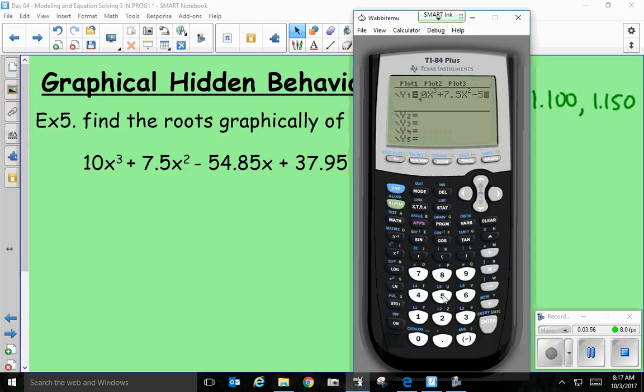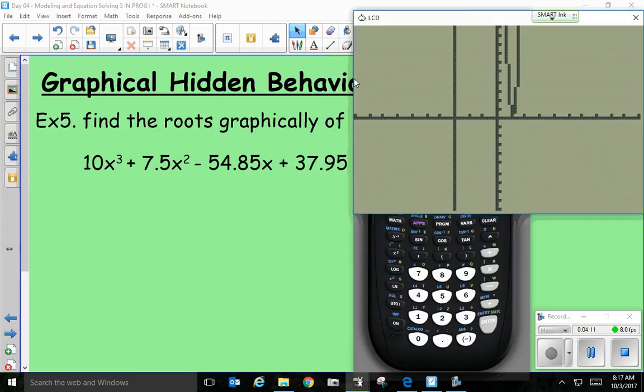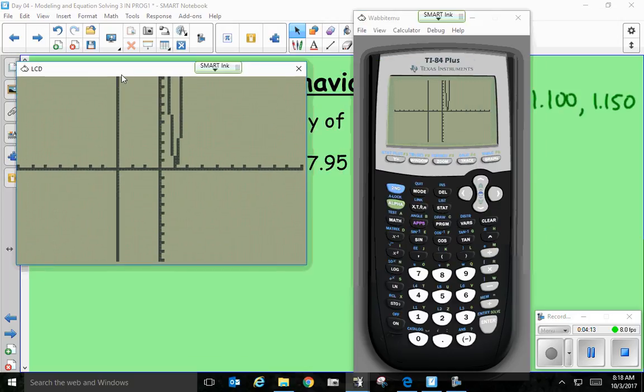Right? Minus 54.85x plus 37.95. All right, I typed that in good. And I have a 10 by 10 window here. All right, so let me view it. Now, I can definitely tell here that it touches once.